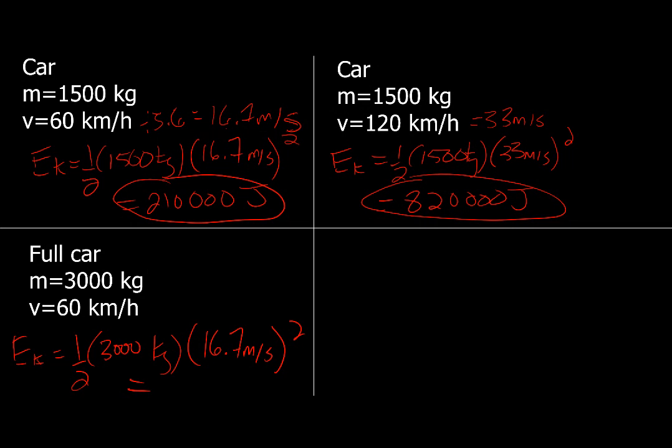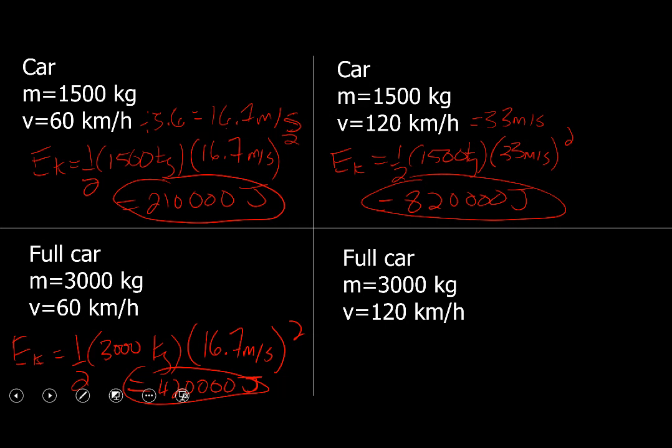So I got to go 0.5 times 3,000 times 16.7 squared equals, and I got about 420,000 joules of kinetic energy. That's a capital J there. So like I said, about double of that base kinetic energy in the first scenario.